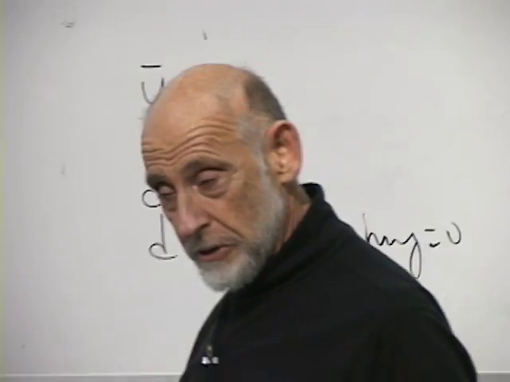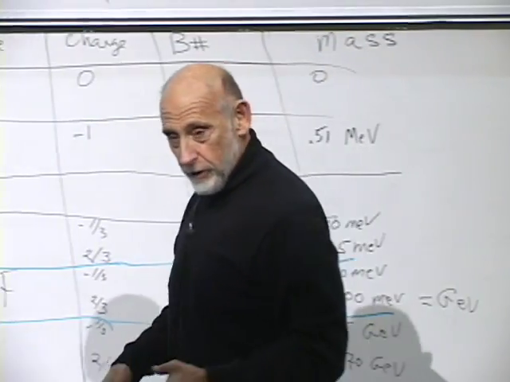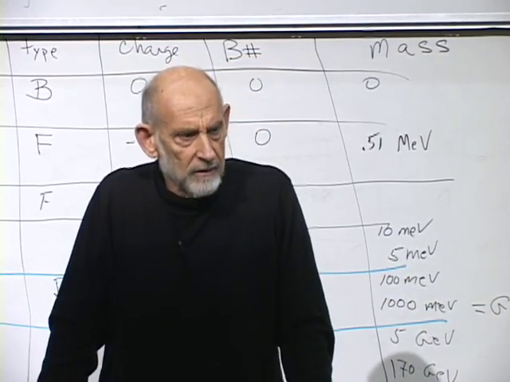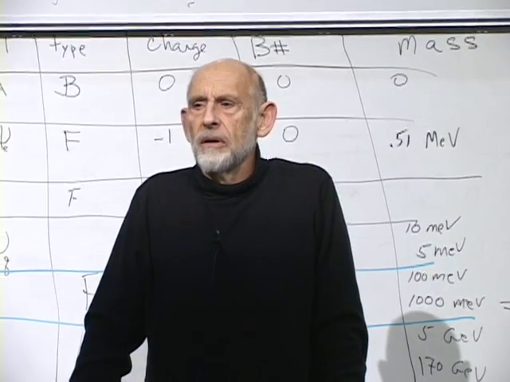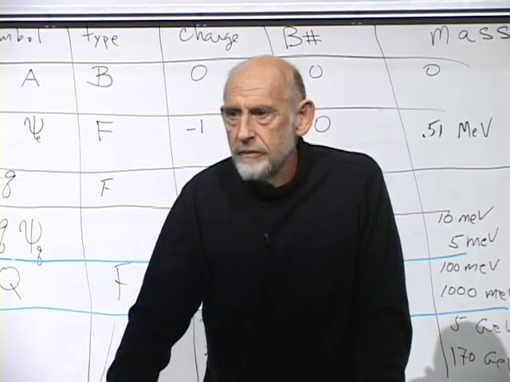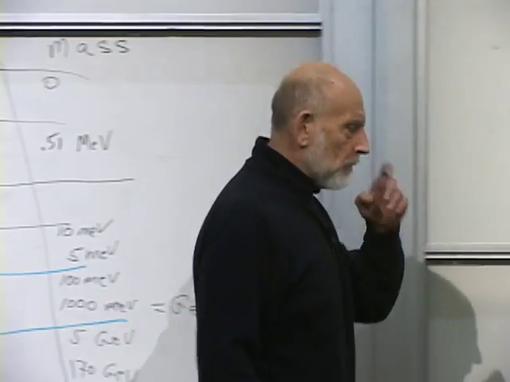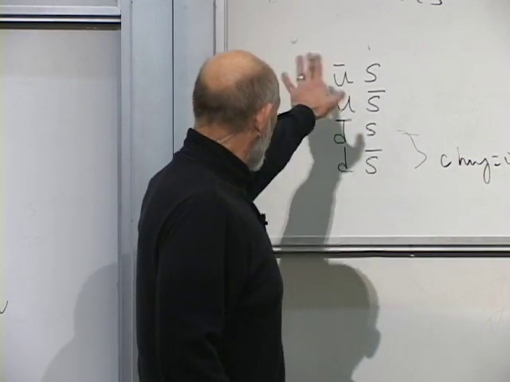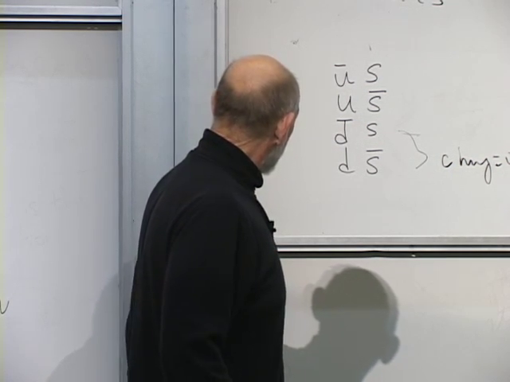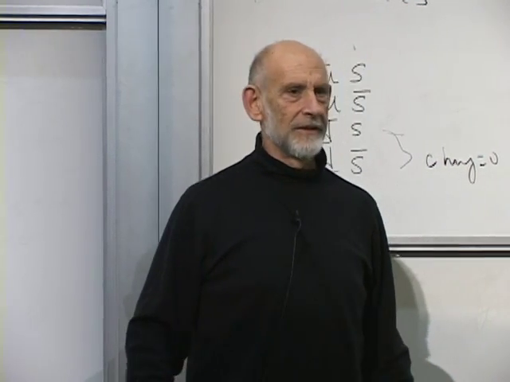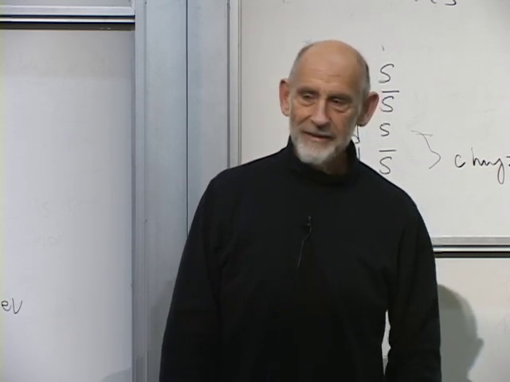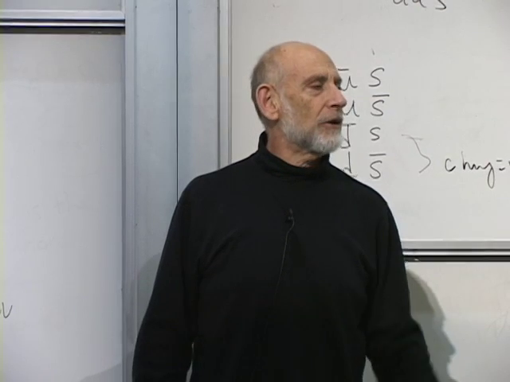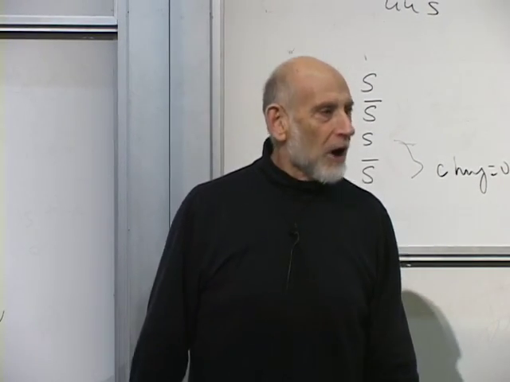So there are 3 kinds of pions, 1 kind of eta, and 4 kinds of K-mesons. How many does that make altogether? 3 pions, 4 K-mesons, and an eta. There's more. Did we leave something out? Yes, we left out S bar S. There's 9 altogether. The reason it's 9 is simple. There are 3 kinds of quarks, 3 kinds of anti-quarks. 3 times 3 is 9.